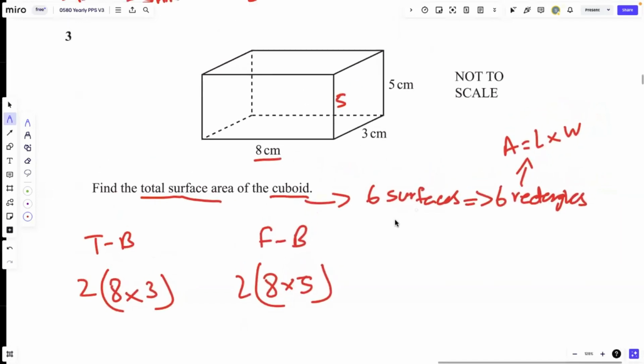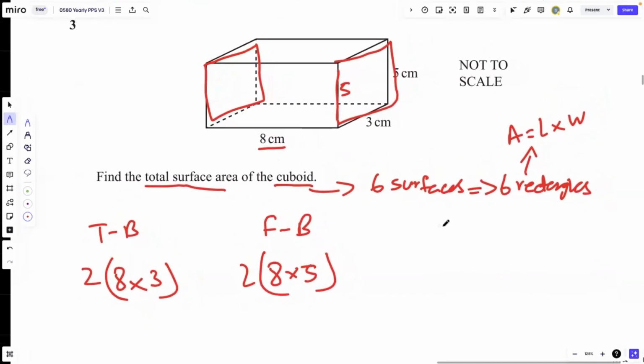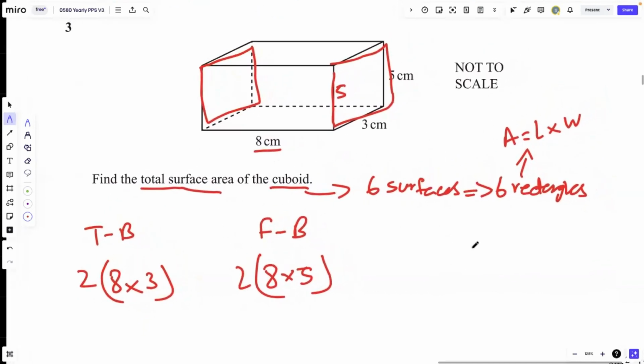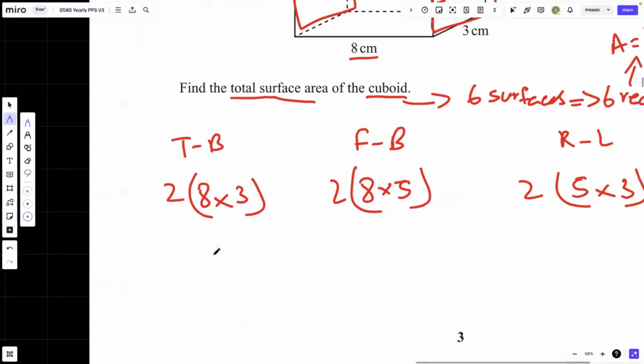And lastly, we have the side laterals, we could say right and left. So this is the right one and this is the left one. So it's going to be 5 into 3. Length into width, the formula for rectangle, and there are 2 surfaces. So right, left. Yeah. So these are all the 6 surfaces. So we can just add. This is going to be 48 times. We add them up to find the area.